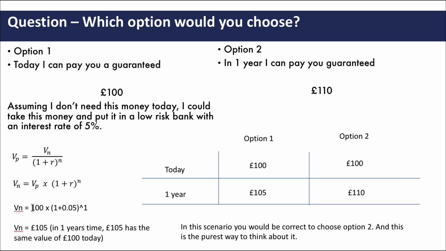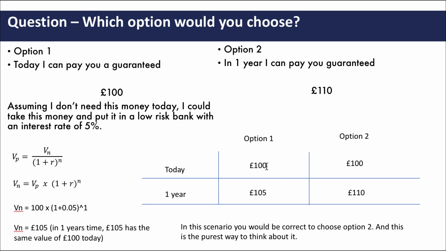We can say that Vn is 100 multiplied by 1 plus R, which is our interest rate, 5%, so that's 0.05, to the power of 1, because we have n years, and we're talking about 1 year. So 1 year is represented by the number 1. So our Vn is £105. So in 1 year's time, £105 has the same value as £100 today.